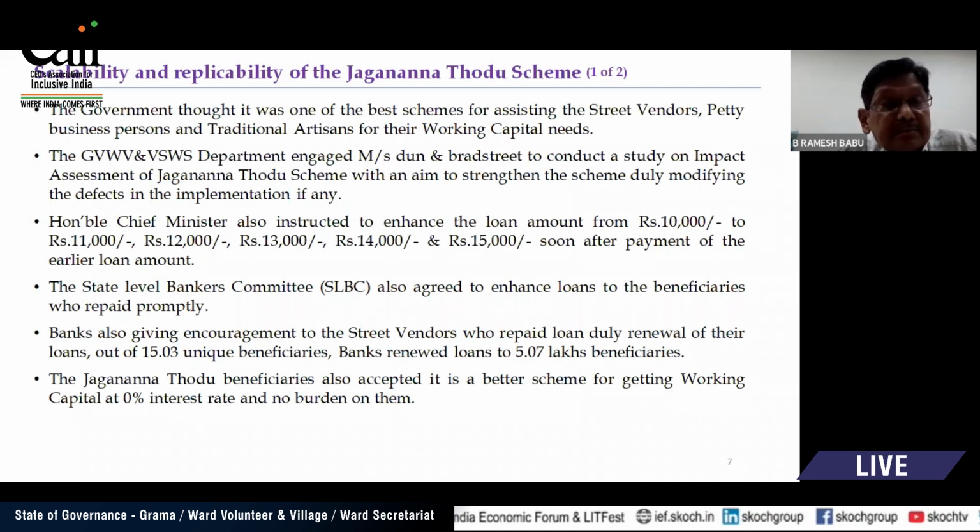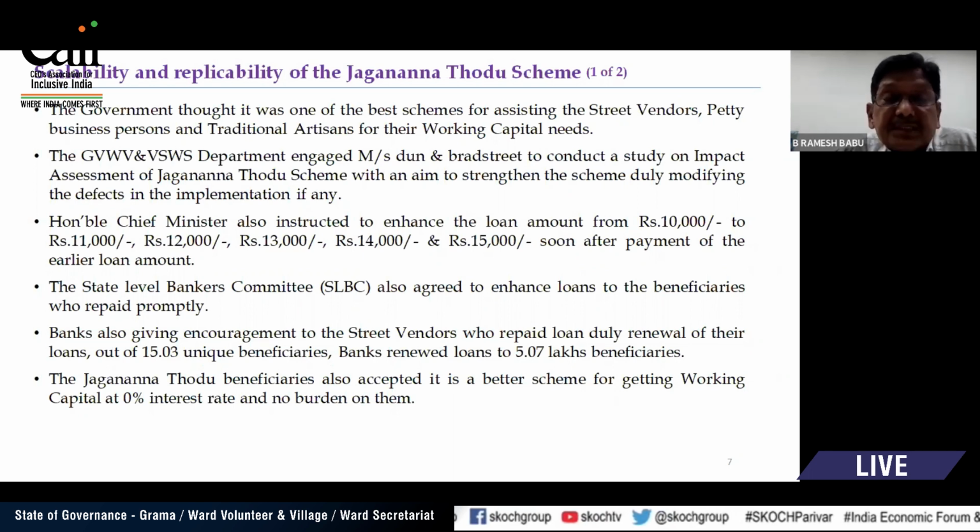Scalability and replicability of the scheme. The government thought it is one of the best schemes for assisting street vendors, petty business persons and traditional artisans for their working capital needs. And our department also engaged Messrs. Dun & Bradstreet, an eminent organization, to conduct the impact study on Jagananna Thodu with an aim to strengthen the scheme further and duly rectify the defects in implementation, if any defects are there.